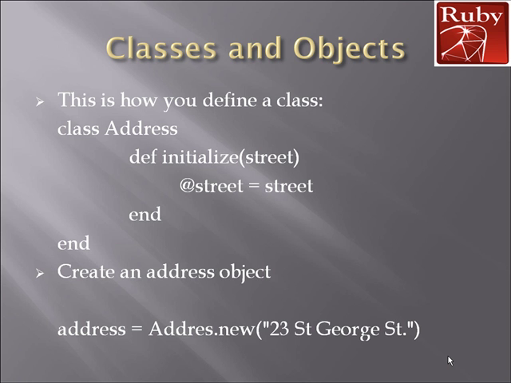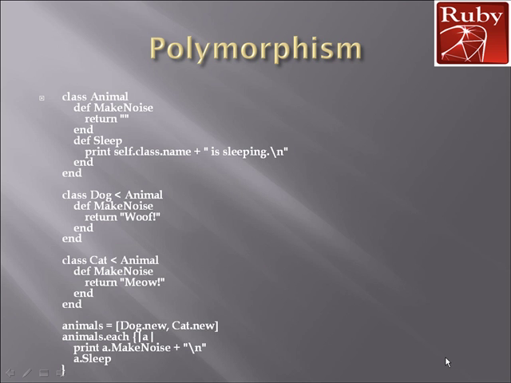Let's use this class to create an address object. address equals Address.new. You can give an address there. That's it. address is now an object of the Address class.